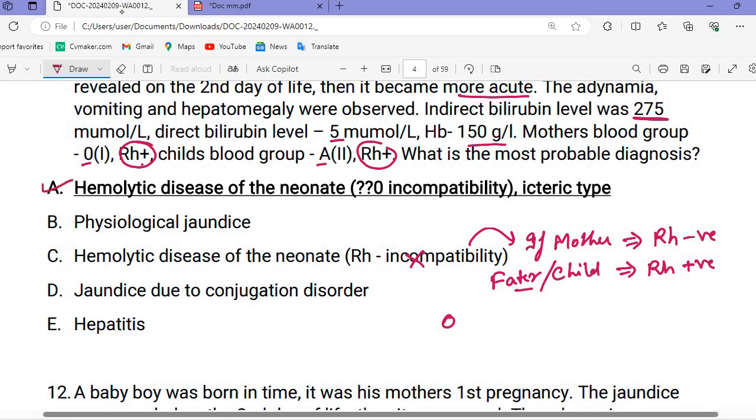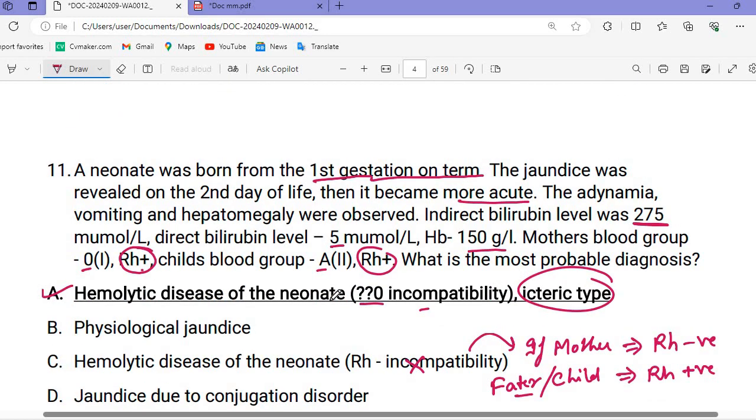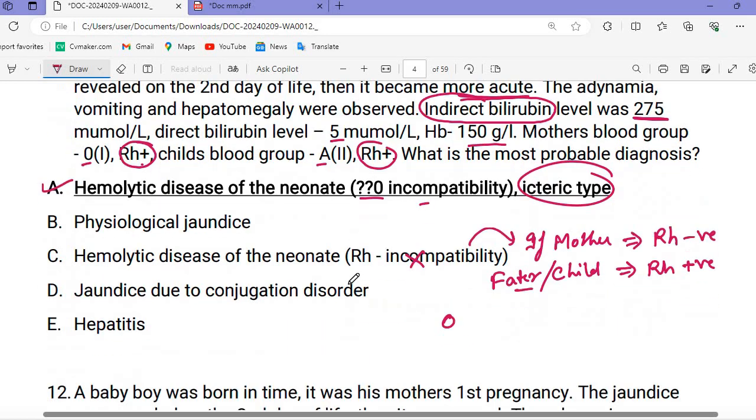That's why we have the hemolytic disease of the neonates, that is ABO incompatibility. And which type? Icteric. Icteric means jaundice will be there. Why is the jaundice there? Because we can see indirect bilirubin is there. So which type of jaundice? The indirect jaundice, or we can say pre-hepatic jaundice, will be there in this case.